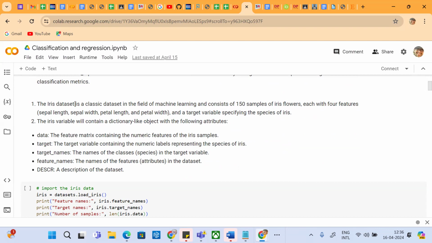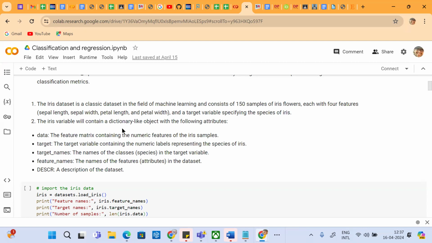So we will take the iris dataset, a classic dataset in the field of machine learning, and it has 150 samples of iris flowers. I urge you to Google about iris flowers, how they look. There are different types of flowers, and we will use machine learning to classify those different types, and we will find a decision boundary between those classes. You can see sepal length, sepal width, petal width, target variable, all this.